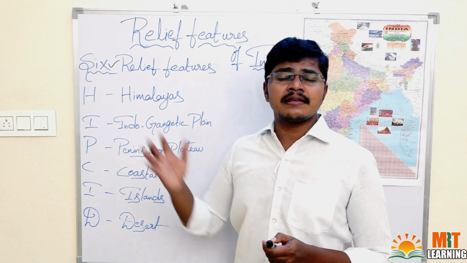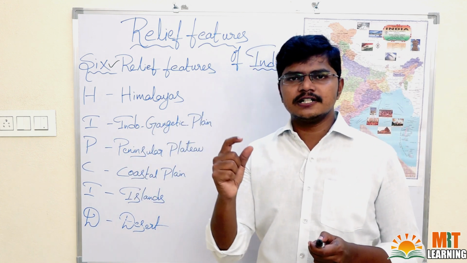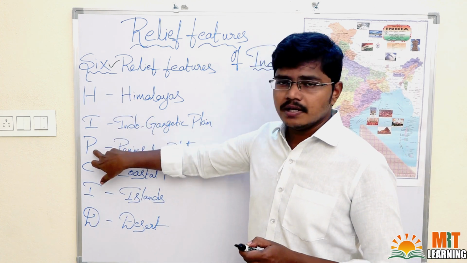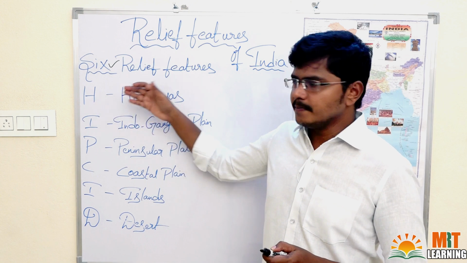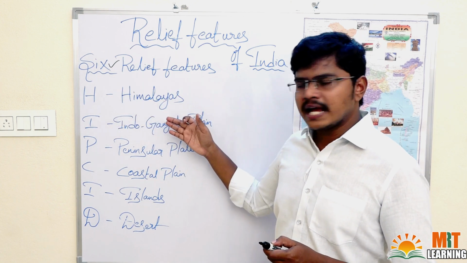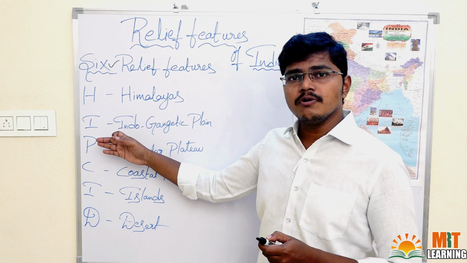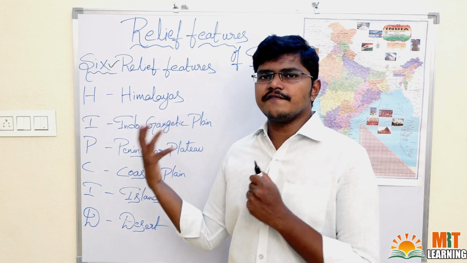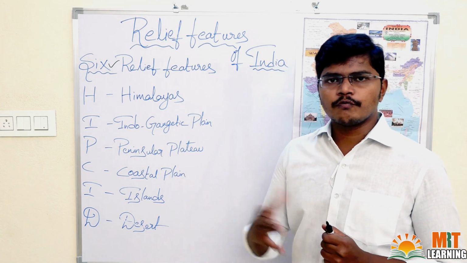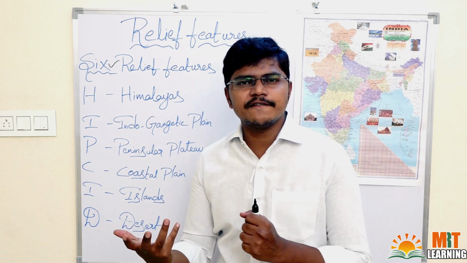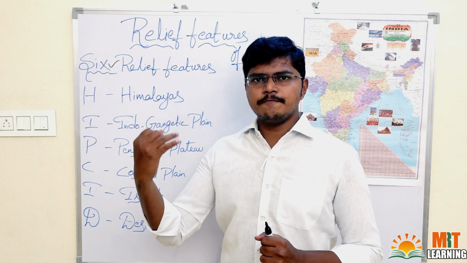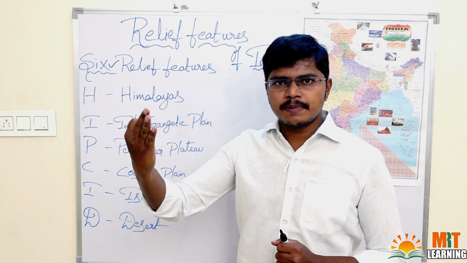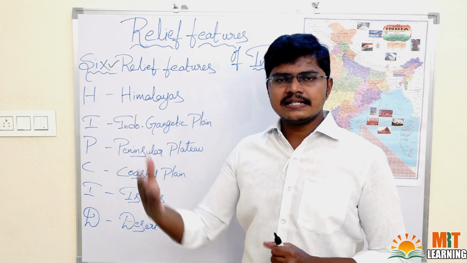How do you remember these 6 relief features? With a small word you can remember: HIP CID. H means Himalayas, I Indo-Gangetic Plain, P Peninsular Plateau, C coastal plains, I islands, D deserts. So you got the 6 relief features. Very easy and simple. What are the 6 relief features? HIP CID: Himalayas, Indo-Gangetic Plain, Peninsular Plateau, coastal plain, islands, deserts.